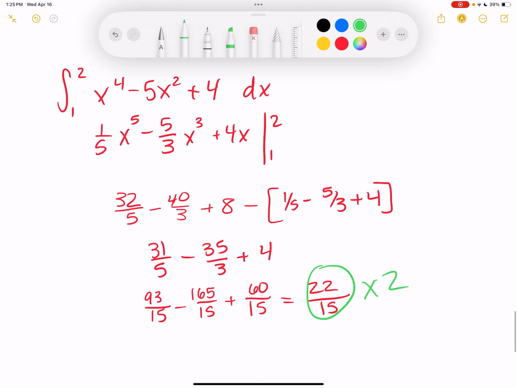So ultimately I get 76 over 15 plus 22 over 15 plus 22 over 15. And ultimately that should be equal to 8 for the total area.